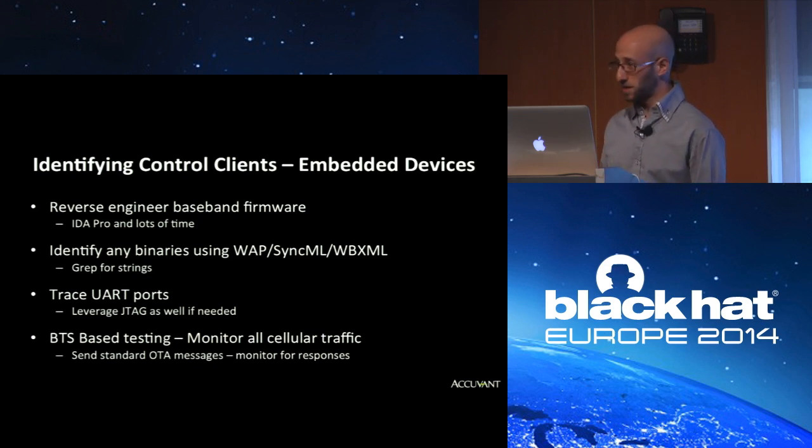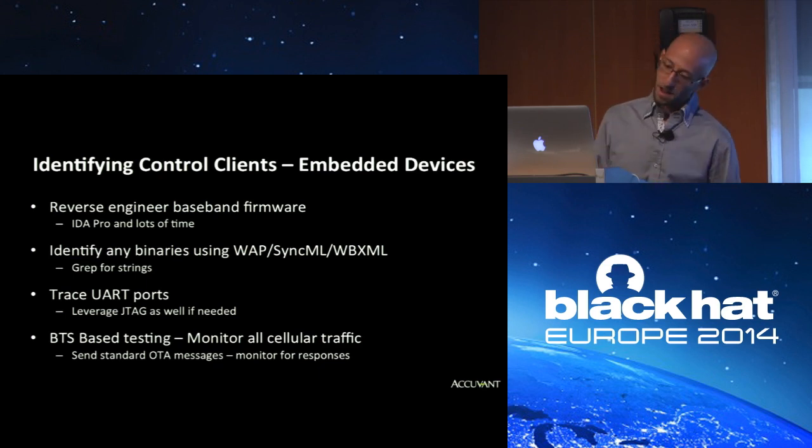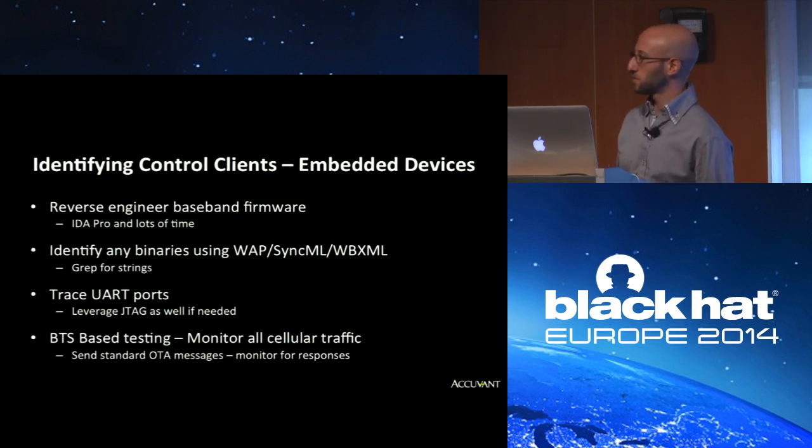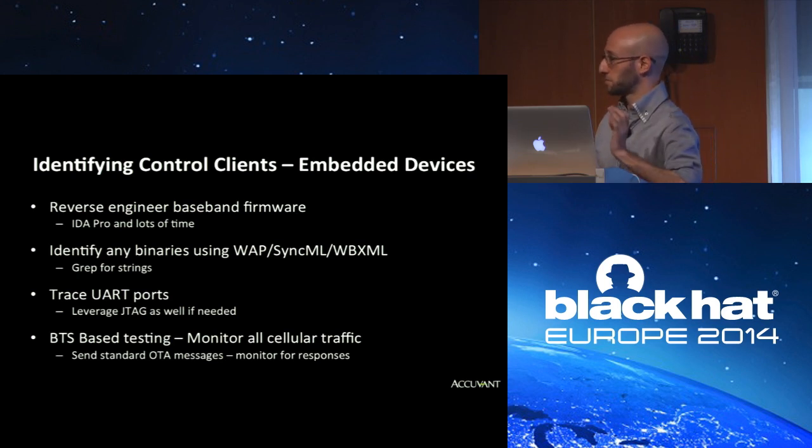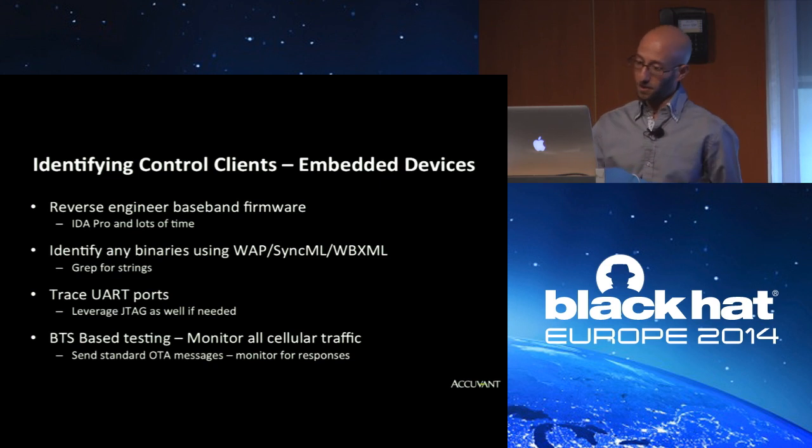Once you start getting deeper in, you can trace any of the UART ports to see what kind of communications might be going between baseband and application processor. If you have to, drop it into JTAG. Or my favorite, BTS-based testing. I will just throw any kind of cellular device on my personal networks and start pounding it with different kinds of payloads, see how it reacts. Or just sit and wait, and typically they will connect back after a certain amount of time to see, hey, am I supposed to get an update? So you can see it that way.